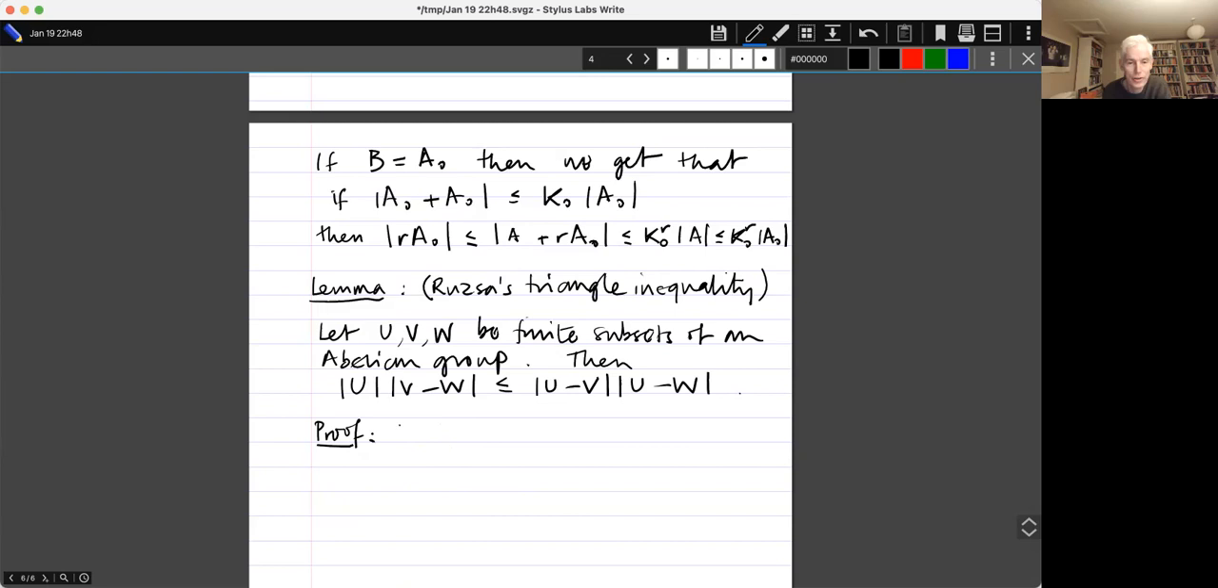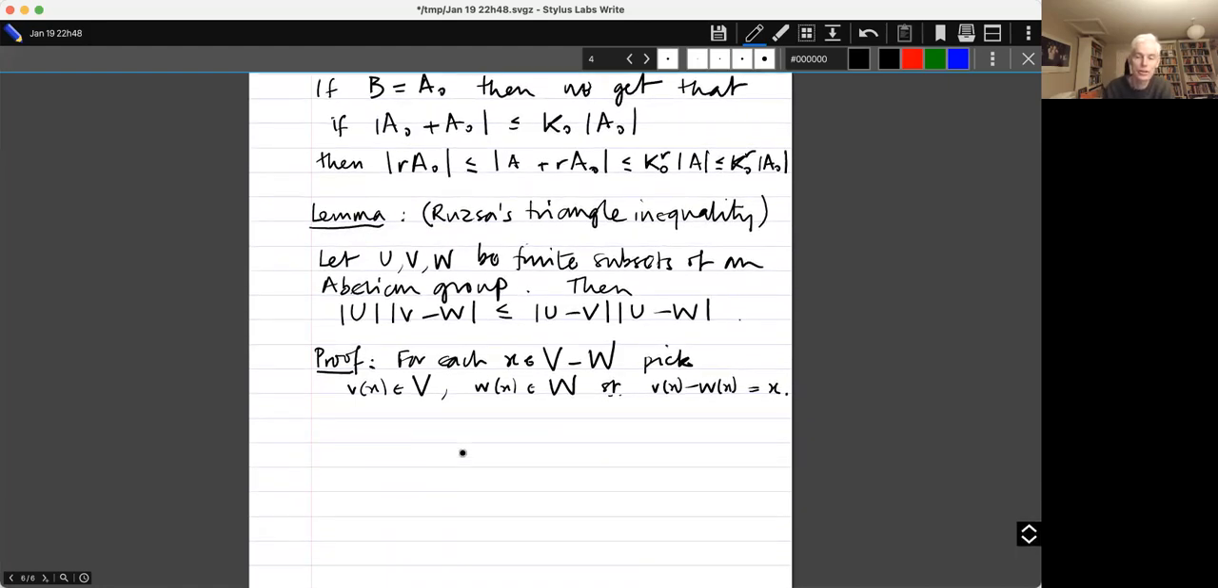Let's, for each x belonging to V minus W, pick, however you like, v_x belonging to V and w_x belonging to W, such that v_x minus w_x equals x. We know that they exist. That's the definition of V minus W. They're not unique, but surprisingly, in a way, it doesn't matter how we make the choice. We don't have to make it in some nice way, we just make it in some completely arbitrary way.